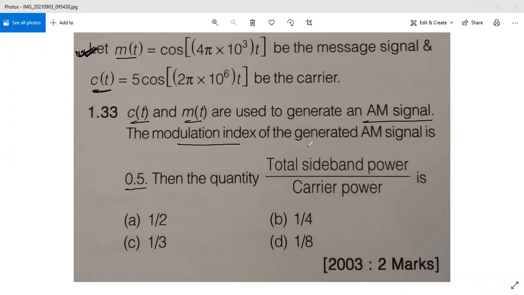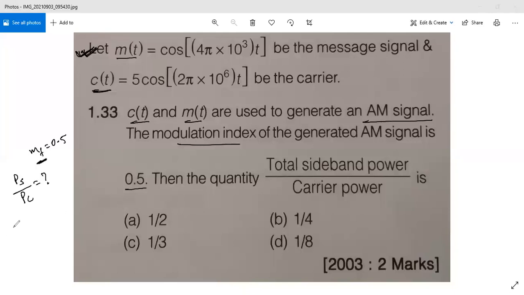So we have modulation index MF is 0.5. It is given. Then the quantity, total sideband power to the carrier power is... we have to find out the sideband power to the carrier power. Ye ratio find out karna hai. To kaise nikale? We have MT and we have CT. So if we have the modulation index, then can we find out the ratio?